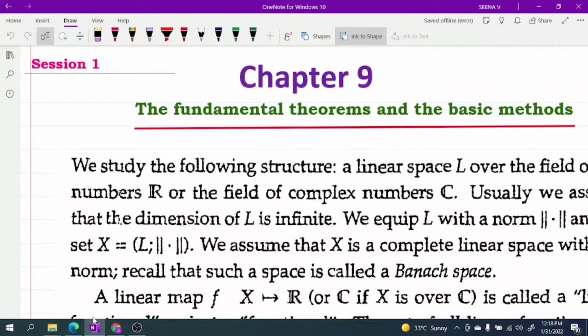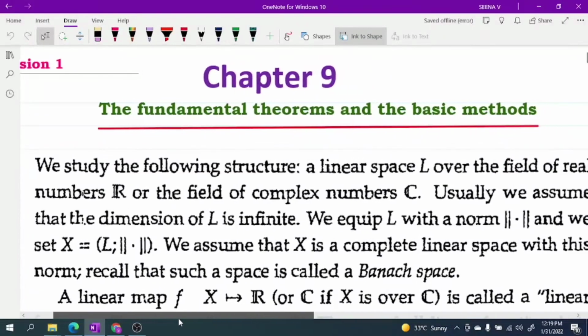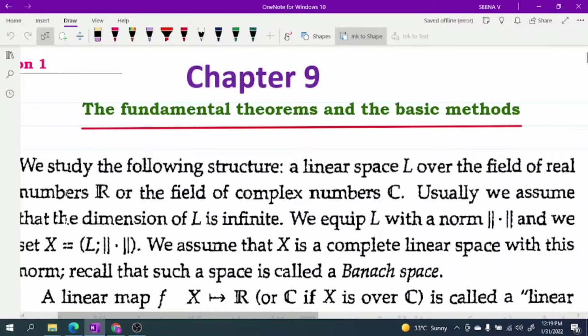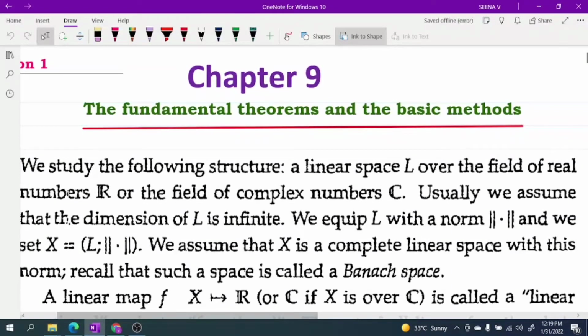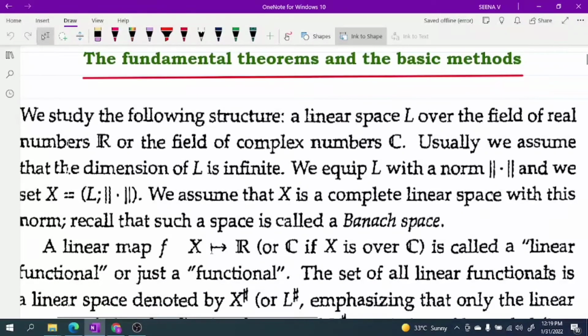Good morning. Today we are going to start our next chapter, the fundamental theorems and basic methods. Okay, so just to recall what we have studied in our previous classes. Here we have discussed what you mean by a linear space.